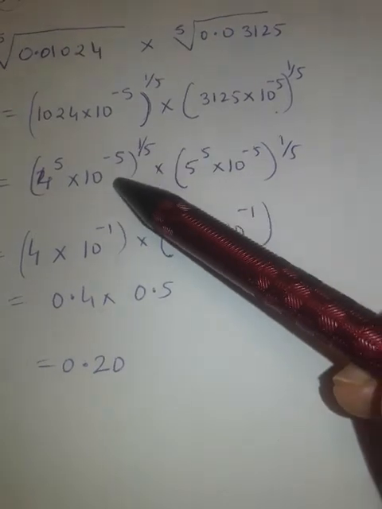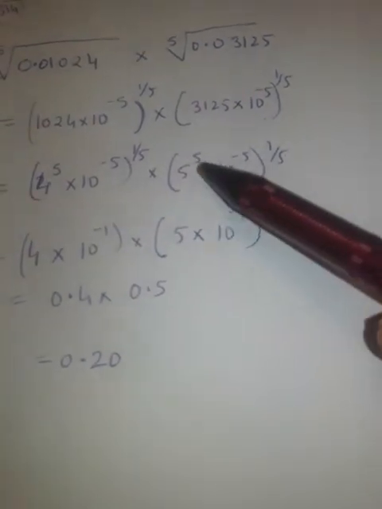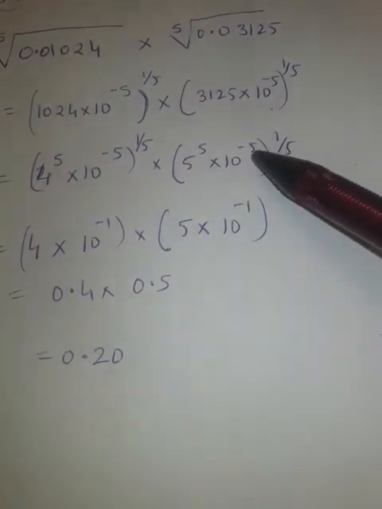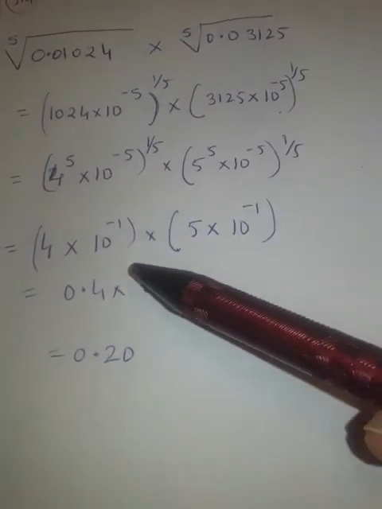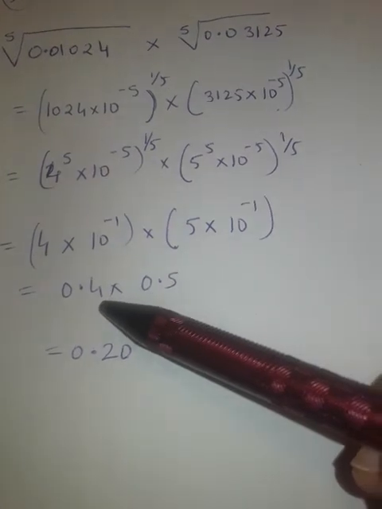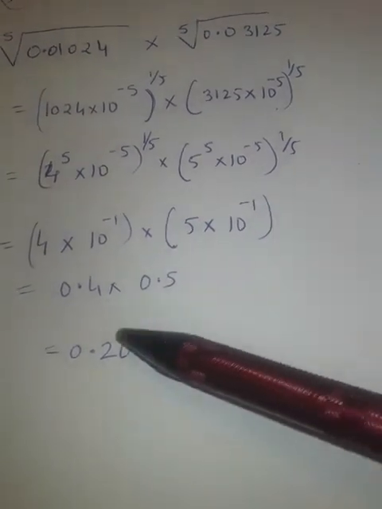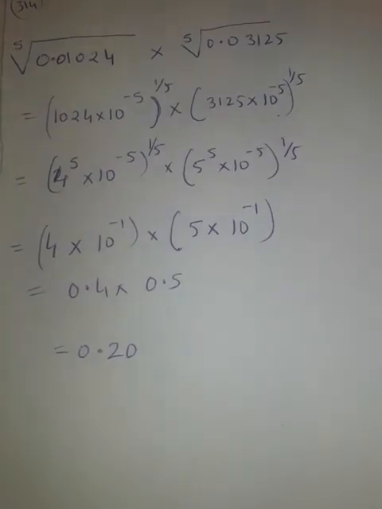ये 5 गया, so 10 raised to minus 1. Here also it will be 5 and 10 raised to minus 1. 10 raised to minus 1 is 1 by 10. So 4 into 1 by 10, that is 0.4, and this is 0.5. So when we take the product, you get 0.20.